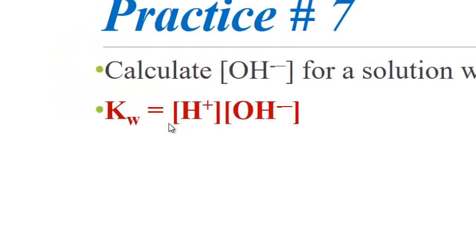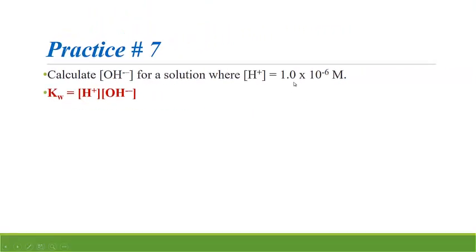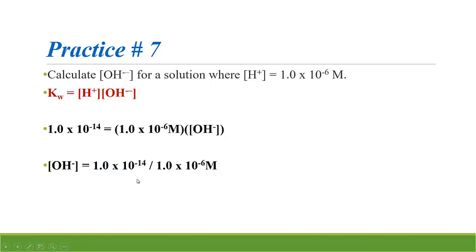Remember, Kw is equal to the hydrogen ion concentration times the hydroxide concentration. Well, we know Kw, that's our constant, 1.0 times 10 to the negative 14th, and they give us the hydrogen ion concentration of 1.0 times 10 to the negative 6. So if we substitute here, we get this. And to solve for hydroxide, all we have to do is divide the left side by 1.0 times 10 to the negative 6, and we get a hydroxide concentration of 1.0 times 10 to the negative 8th. So that's a useful way to use that Kw value.